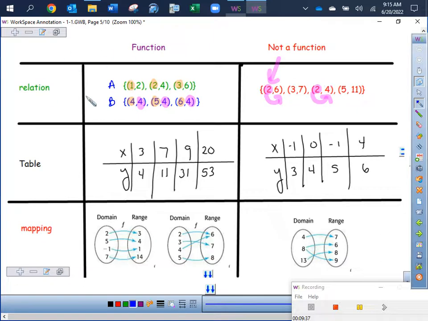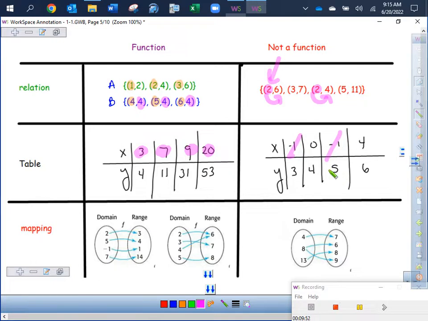That was as a relation, just a set of ordered pairs. If you had a table of values, you're looking at the same thing. Look at your x's, 3, 7, 9, 20. Nothing repeats itself. That's a function. But over here, nope, -1 shows up in the domain more than once, and it partners with somebody different. So the element -1 in the domain maps to more than one element in the range.